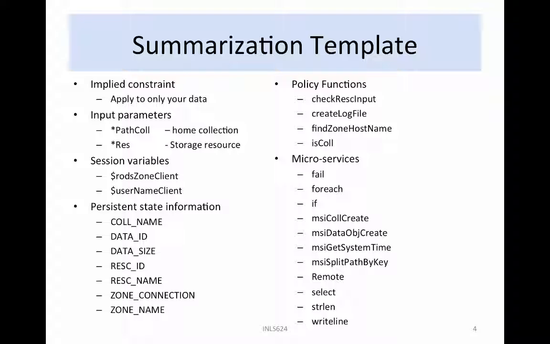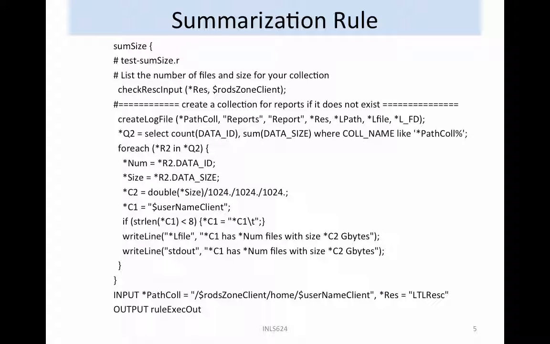The microservice msiSplitPathByKey is used to separate a file name from a collection name. The remote microservice is used to do a remote execution to determine which data grid the user is in. Select generates the query, then there's a string length and a write line for the output. The rule to summarize the size of a collection is shown here.